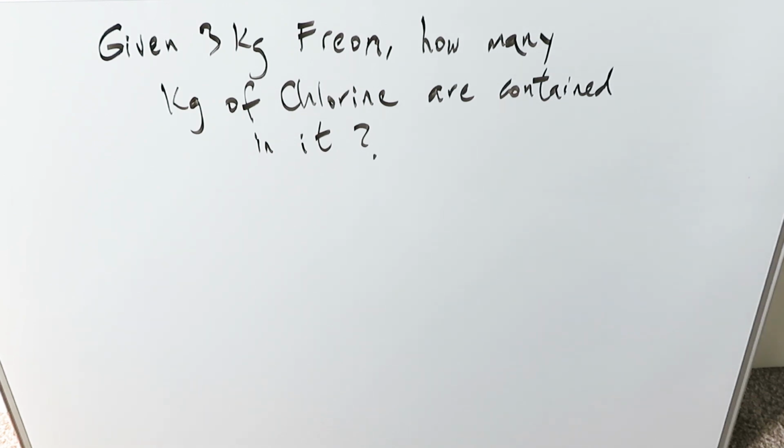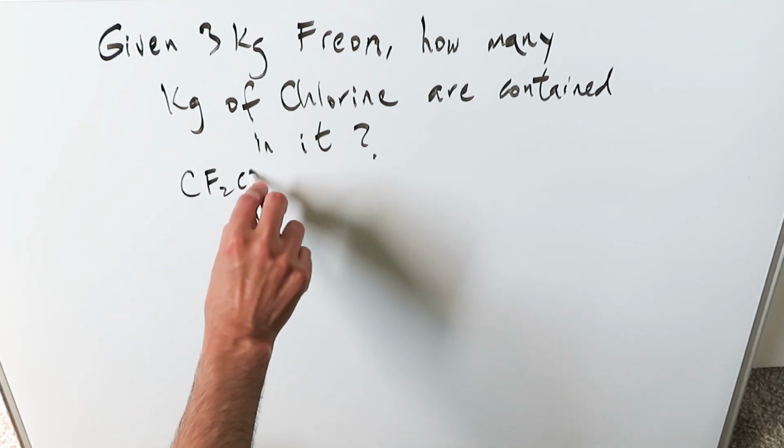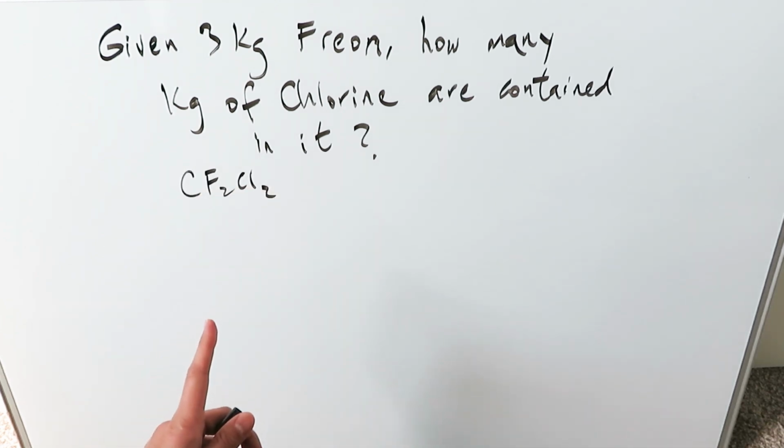I am Mr. Ish. Thank you for joining me for this chemistry question. It's an interesting one. We are given 3 kilograms of freon, which is a CFC, a chlorofluorocarbon gas. How many kilograms of chlorine would you find in 3 kilograms of freon? The formula for freon is CF2Cl2. How many kilograms of chlorine will be in 3 kilograms of this?